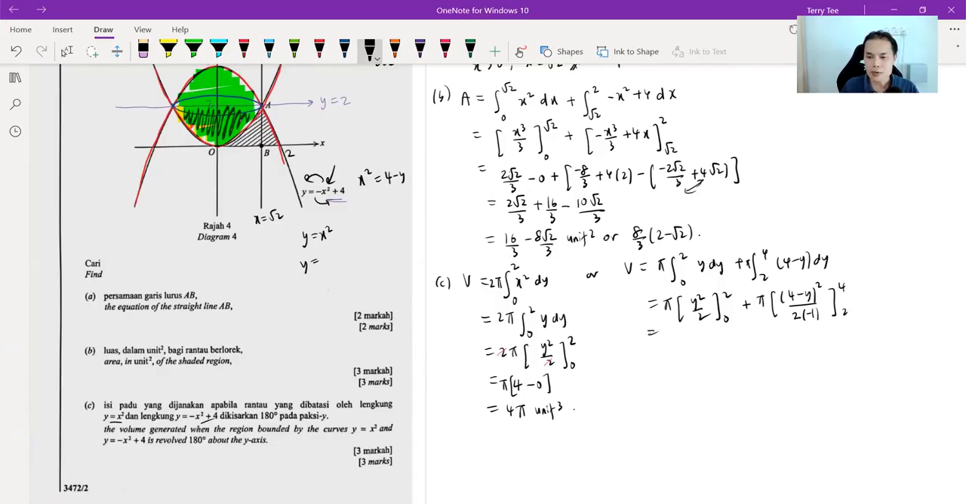Let us put 2 inside. 2 squared is 4. 4 divided by 2 is 2. This one is 0. If you want, okay, I show you more steps. This will be 2 minus 0. This will be pi over negative 2.